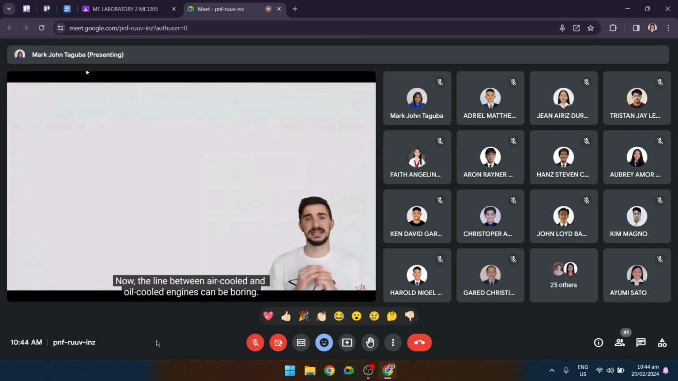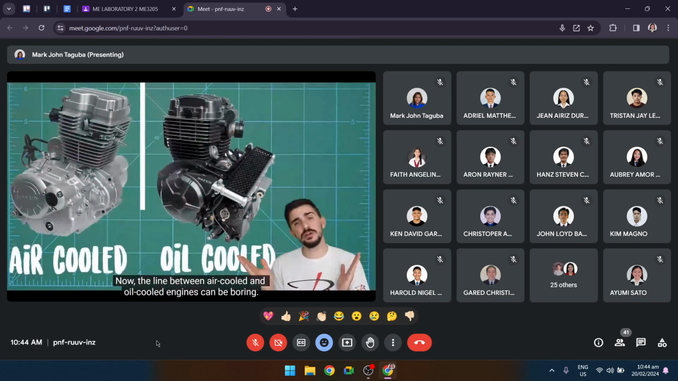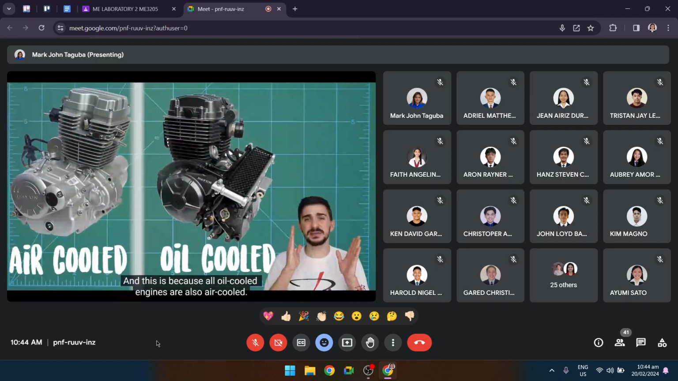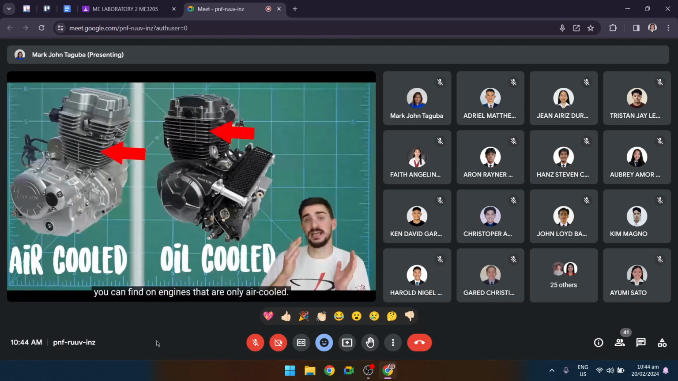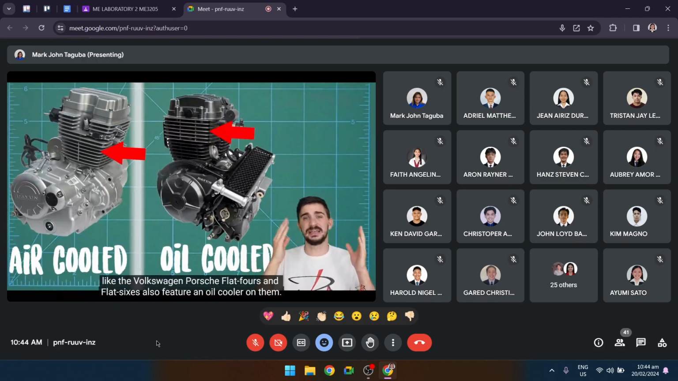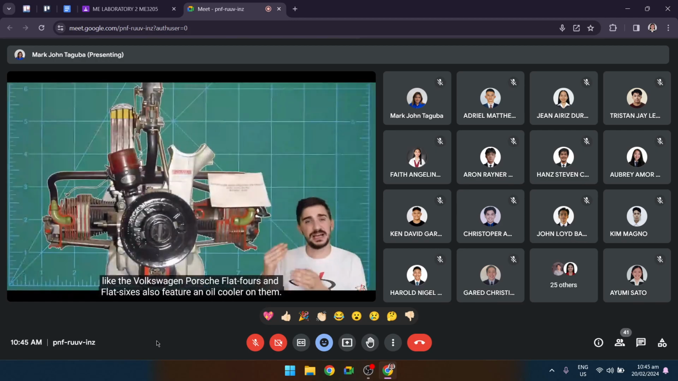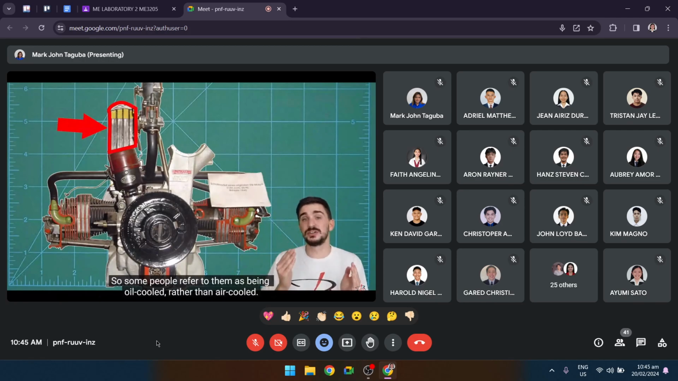Now, the line between air-cooled and oil-cooled engines can be blurry, and this is because all oil-cooled engines are also air-cooled, and on almost all oil-cooled engines you will find the same air cooling fins that you can find on engines that are only air-cooled. The other reason is that many air-cooled engines like the Volkswagen and Porsche Flat 4s and Flat 6s also feature an oil cooler on them, so some people refer to them as being oil-cooled rather than air-cooled.